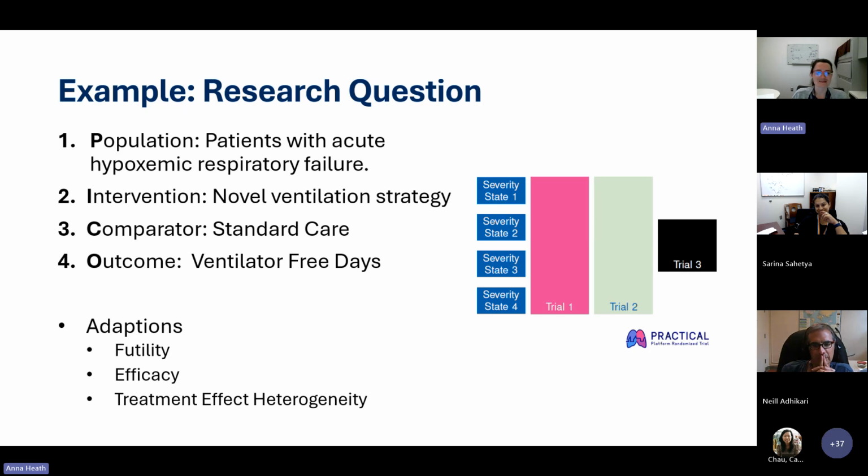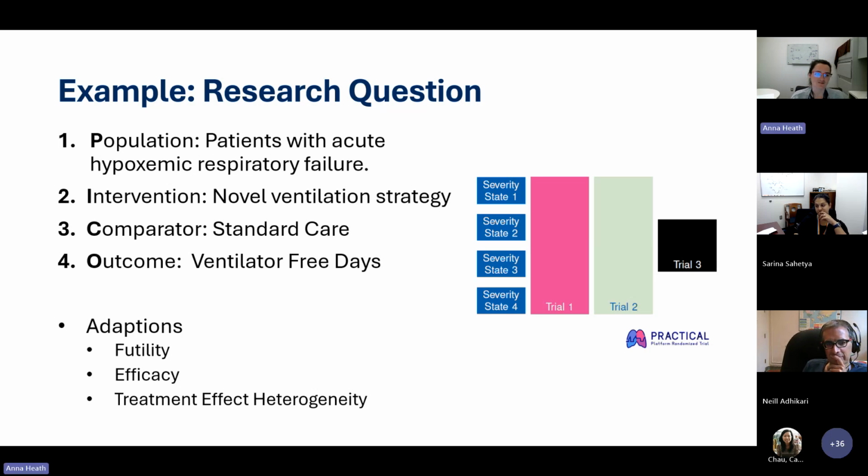Usually when I present this, I present to people who aren't quite so expert in acute hypoxemic respiratory failure. So apologies to all my clinical collaborators if I make mistakes in the context. But this is our PICO question. We have patients with acute hypoxemic respiratory failure with other restrictions on their eligibility and what respiratory support they are receiving. The intervention is a novel ventilation strategy, and it's being compared to the standard of care. And the outcome is ventilator-free days, which is a common outcome.